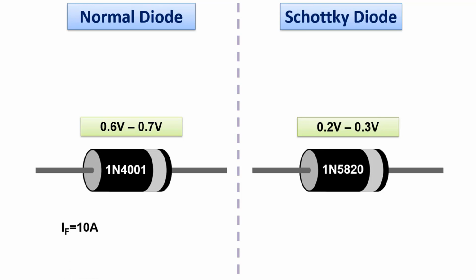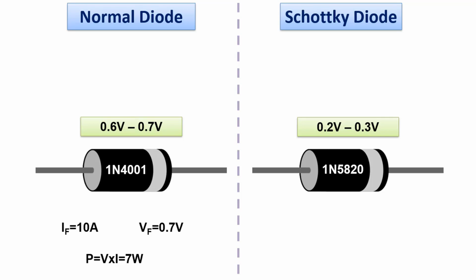For example, let's assume that a current of 10 amps flows through the silicon diode on the left. A voltage value of 0.7 volts is needed for it to conduct. In other words, 0.7 volts will be measured across it when it turns on. If we calculate the power consumed by this diode, it will be a value like 7 watts from the formula P equals V times I.